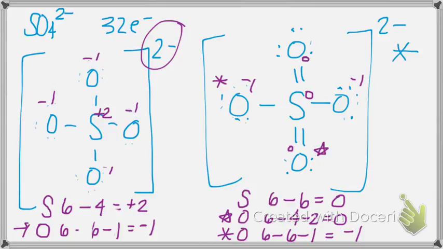I have another question: how does sulfur get that many bonding pairs? Because it's in the third period, so it's able to expand its octet. Because it has d orbitals available.